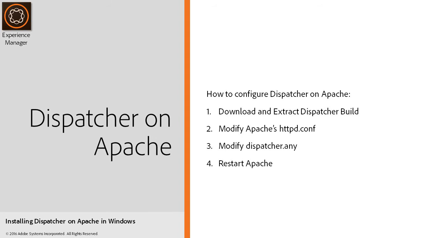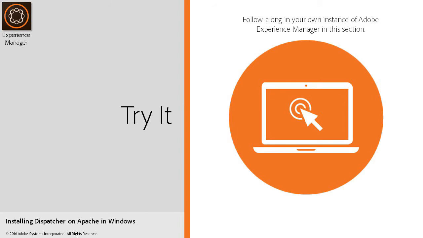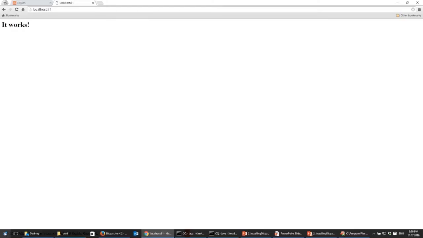All you need to do is download and extract the latest Dispatcher build, modify Apache's configuration file, modify dispatcher.ini and simply restart Apache. That should get Dispatcher up and running at your end. So now let's quickly see how you can plug in the Dispatcher module within your Apache web server. So this is my Apache web server which I configured in the earlier video.